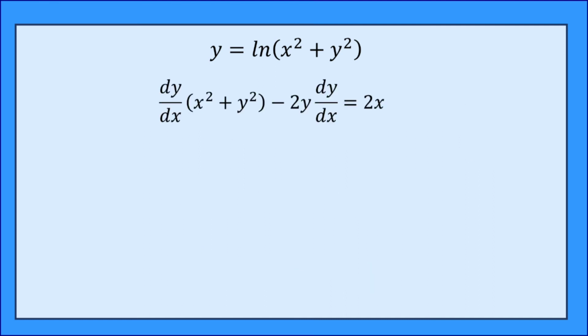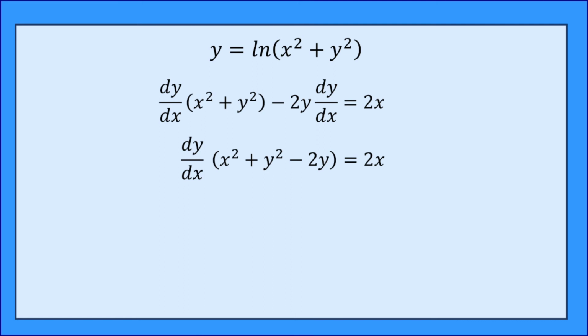After that, we're just going to continue. I rewrite it here already, and next we're just going to rewrite it in a more organized way. Include this minus 2y inside the parentheses. So we're going to have dy over dx times the quantity x squared plus y squared minus 2y is equal to 2x. And of course, on the last step, we're going to get rid of those terms beside the dy over dx in order to get the value of dy over dx.